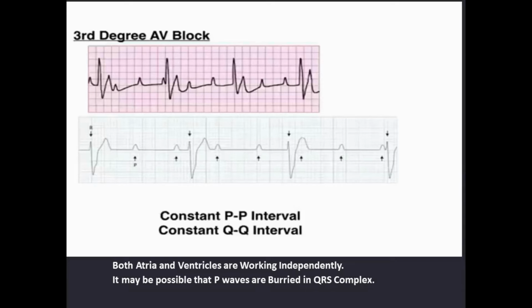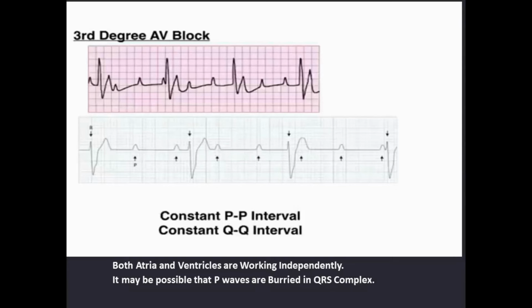They both contract at their own ectopic rate. The atria have their own ectopic foci, and the ventricle has another ectopic foci. So that is the reason that the interval between each of them is constant. Now look in the EKG, the P waves are all at equal intervals. Now look at the Q interval. You will also see that they are at the same equal interval. This is very characteristic for the third degree AV block.